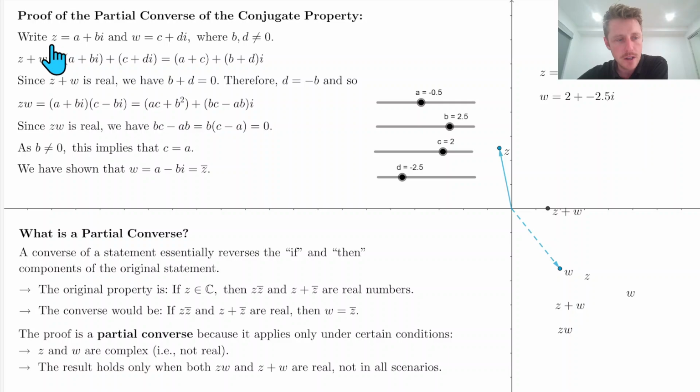So let's imagine again we've got some complex number, a plus bi. Got some other complex number now, which is c plus di. b and d are not 0. So that means that z and w are complex numbers, not real numbers, because b and d are not 0. If we take z plus w, so we add this and this, we'll get a plus c plus (b plus d)i. But we know that z plus w is real.